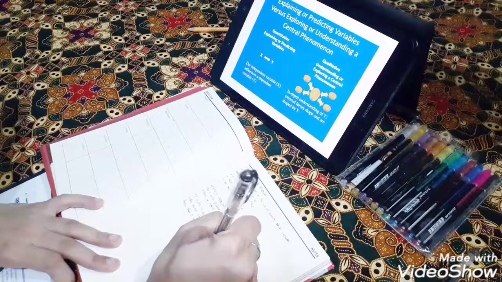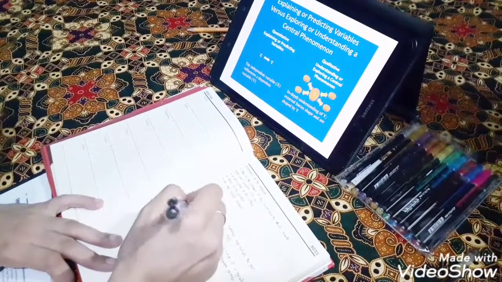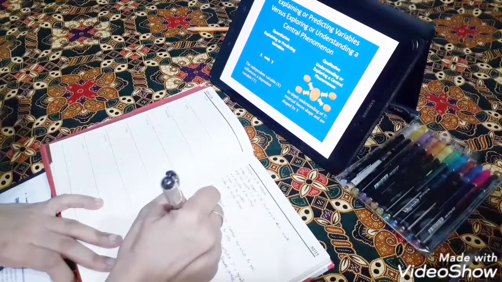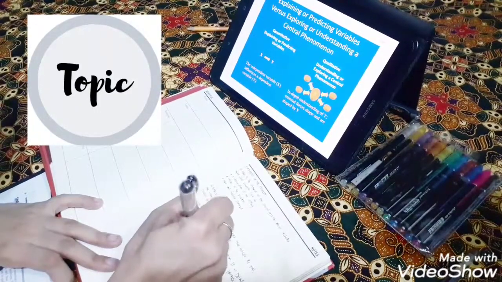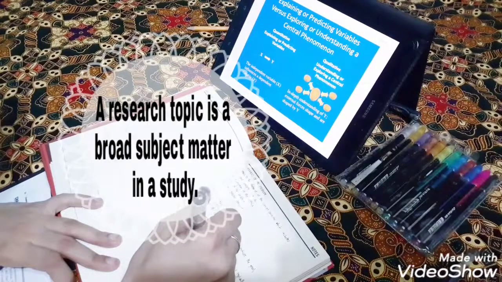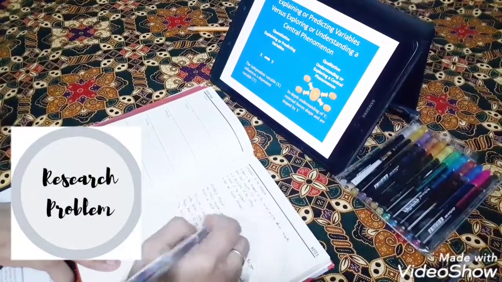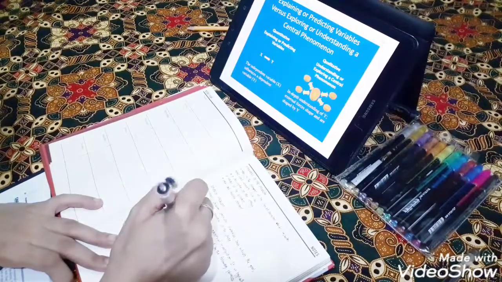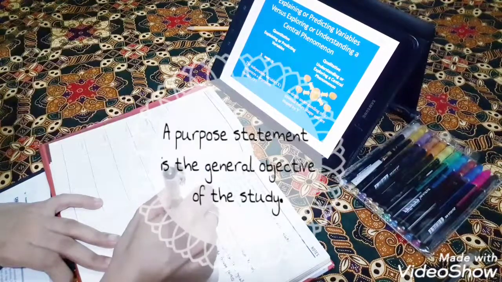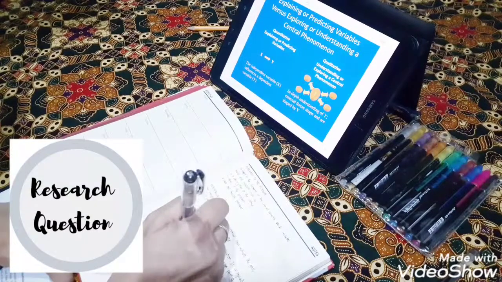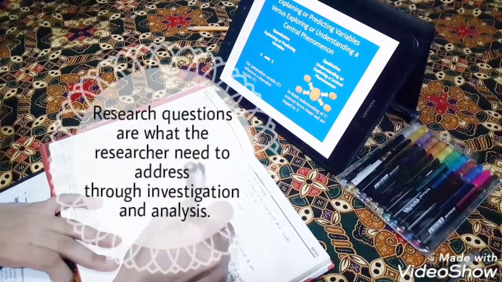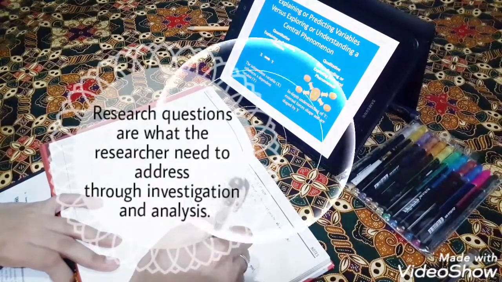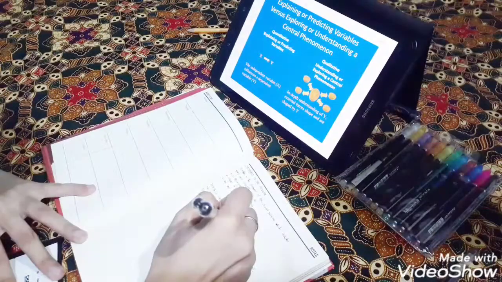And what are the differences among these terms: the topic, the research problem, and the other parts of the research? Well, a research topic is a broad subject matter of your study. A research problem, on the other hand, is an educational issue of your study, while a purpose is the general objective of the study. The research questions are those that the researcher needs to address in the study through investigation and constant analysis.